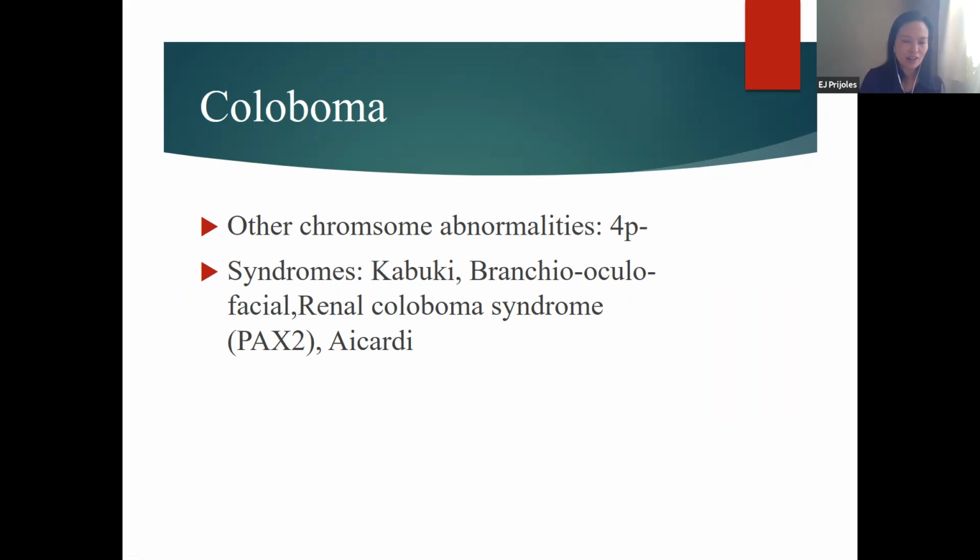I've seen a child with Noonan syndrome with a coloboma, but there are other conditions including Kabuki, brachio-oculo-facial, and renal coloboma syndrome and Aicardi syndrome. I think that is that.